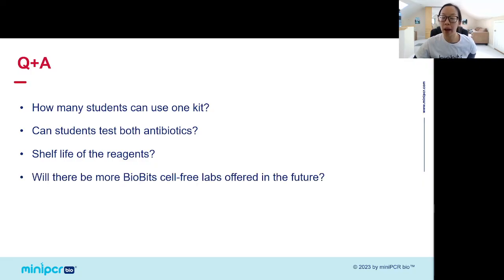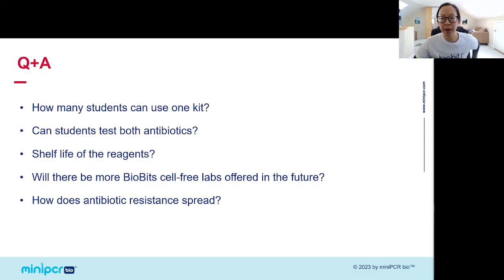Will there be more BioBits cell-free labs offered in the future? If you find that this cell-free model is really fun, we do have 2 other BioBits labs already on our website, and I can't say too much, but yes, we are working on future BioBits labs, so sign up for our newsletter to stay tuned.